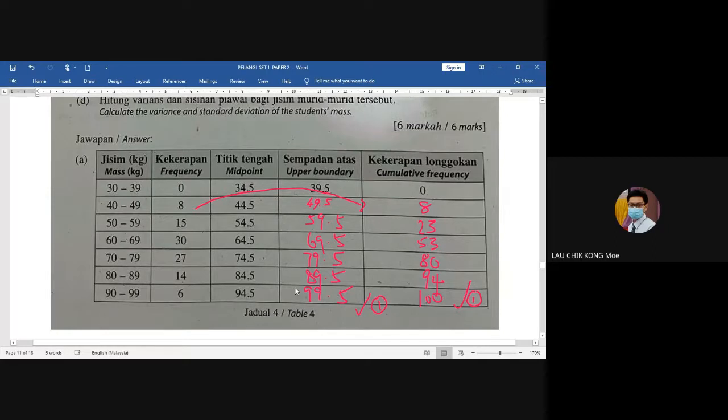This time my question does not have this. There is a table to fill in, but I didn't ask you to draw the graph. I asked you to find the variance, standard deviation, mean, and so on. I don't ask you to draw the graph. I give the table, you find the variance, standard deviation and mean. Also very big marks, section B. You need to remember the midpoint and the upper boundary are different. How to find the midpoint, how to find the upper boundary.